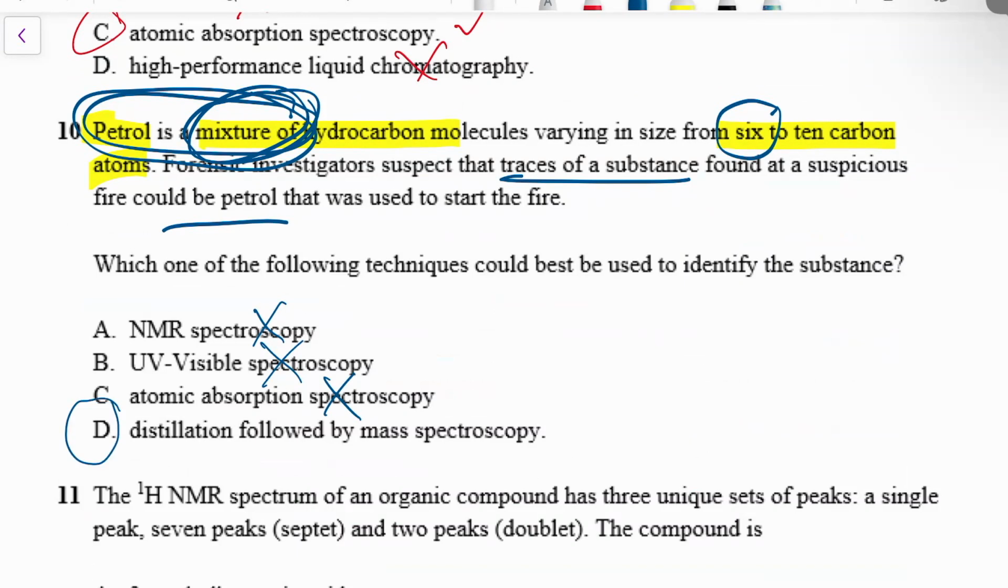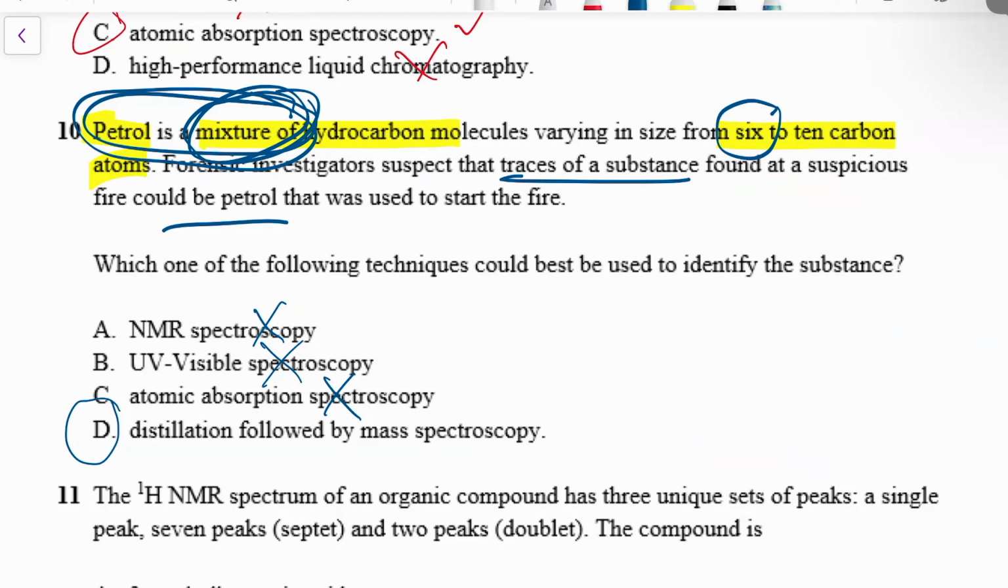Let's figure out why. What does distillation do? That's separating by boiling point. And would that work for this question? It's a mixture of hydrocarbons, 6 to 10 carbon chain length. Yes, because we learned from our theory that the longer the carbon chain, the more weak dispersion forces, the higher the boiling point. So the distillation would work.